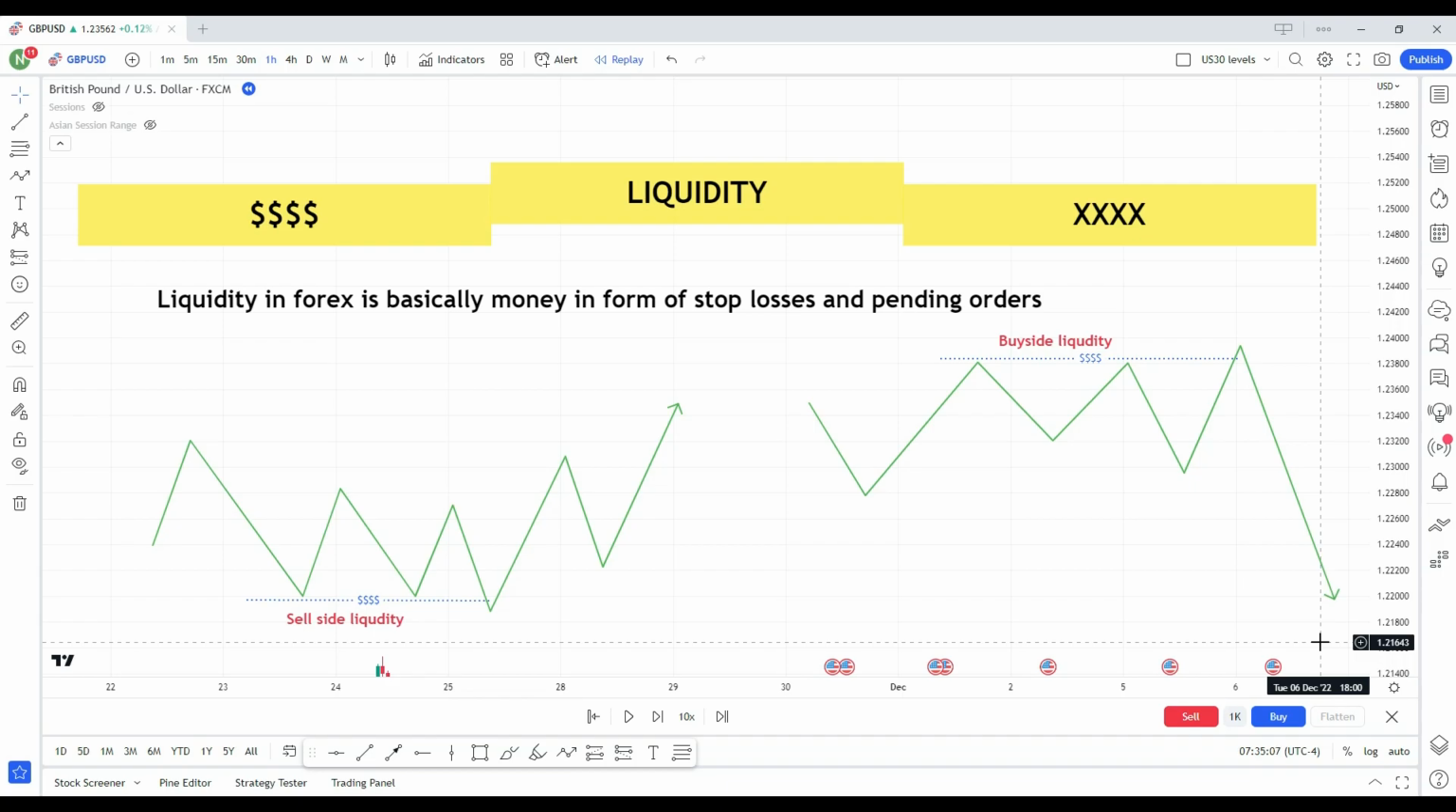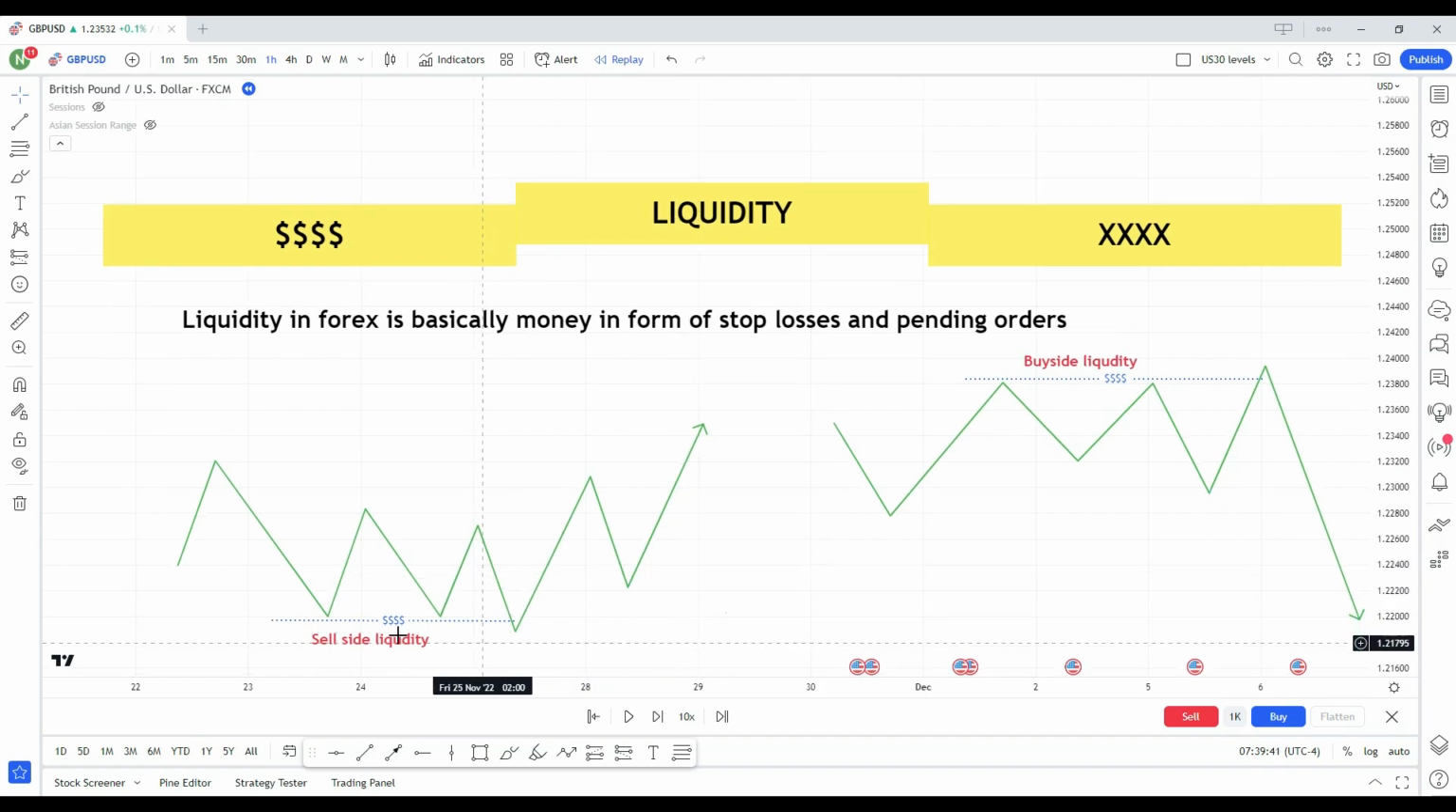So basically, liquidity in forex is money in the form of stop losses and pending orders. Retail traders who use chart patterns will identify a zone like a double bottom, and they are likely to take a buy and then put their stop losses below this zone. For the buy side liquidity, this appears like a double top. Retail traders would take their sells and then place their stop losses just above this zone.